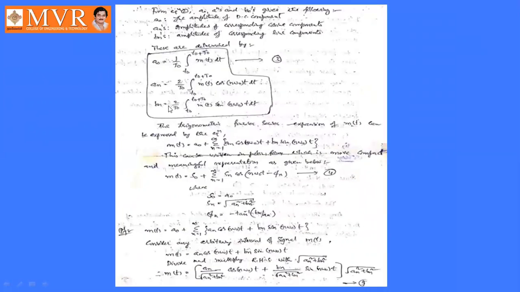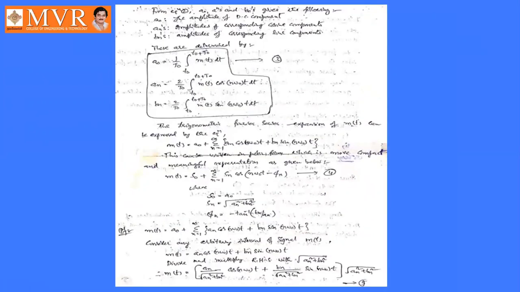Okay, so with an, bn and square root of an square plus bn square, a right angle triangle will be formed with the 90 degrees angle. So this is an, this is bn, and this is the square root of an square plus bn square. From this, sin theta equal to bn by square root of an square plus bn square, and cos theta equal to an by square root of an square plus bn square. Now this equation 5 will become m of t equal to, see, an by square root of an square plus bn square is nothing but cos theta, or cos phi n. Similarly, bn by square root of an square plus bn square will become sin phi n.